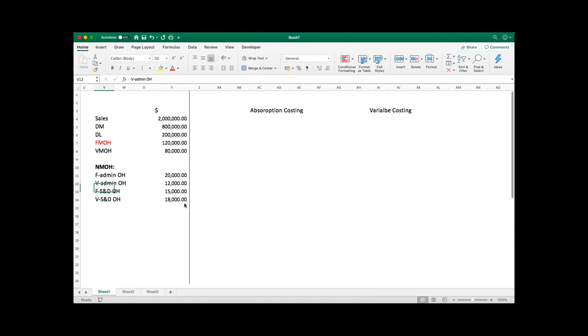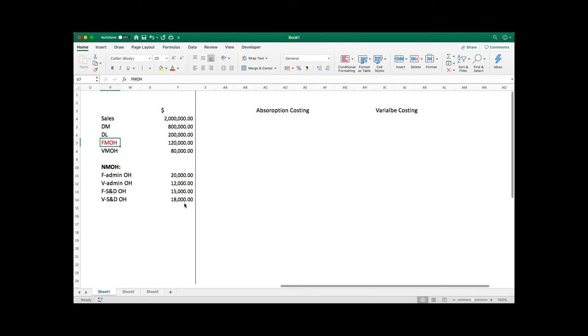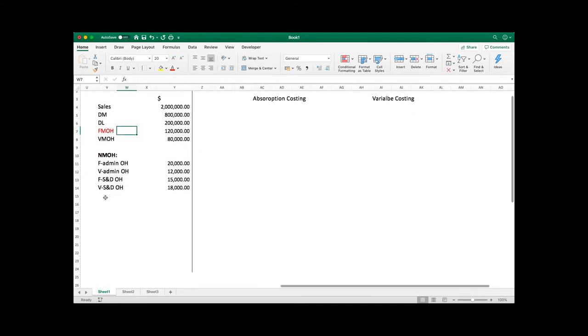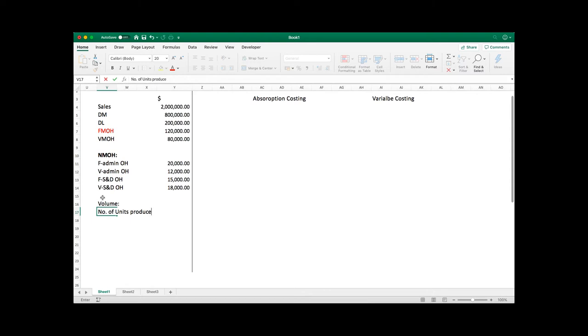And we have 12,000 here. Then fixed selling and distribution overhead, S&D overheads, of say 15,000. Then variable selling and distribution overhead of say 18,000. Please remember here, fixed or variable in the case of non-manufacturing overhead is not going to affect anything at all, but I want you to be strong, therefore I'm just giving you a classification here, but we need to concentrate only on this fixed manufacturing overhead, nothing else. Right.